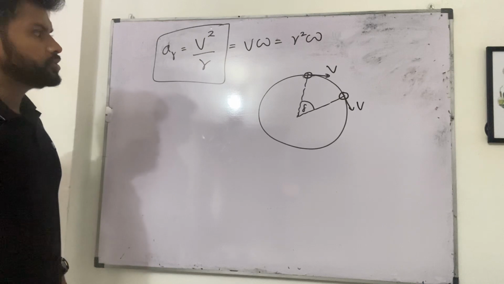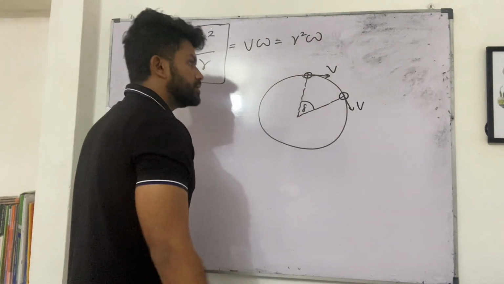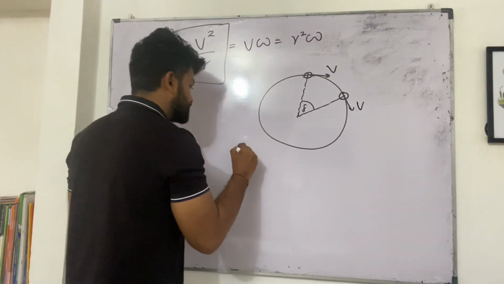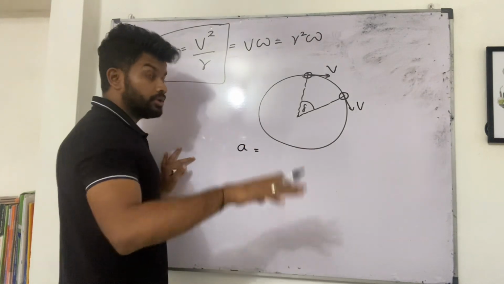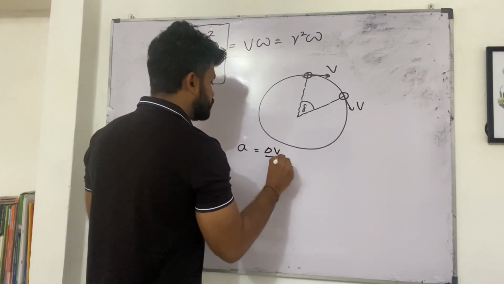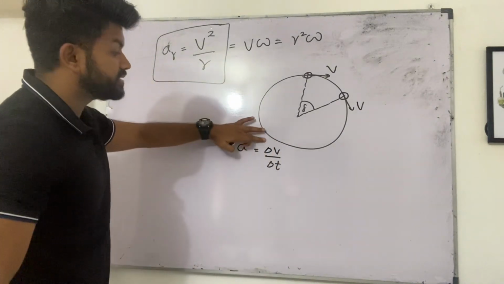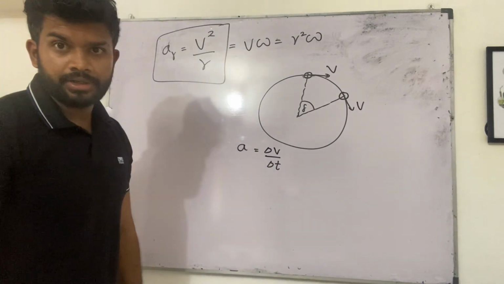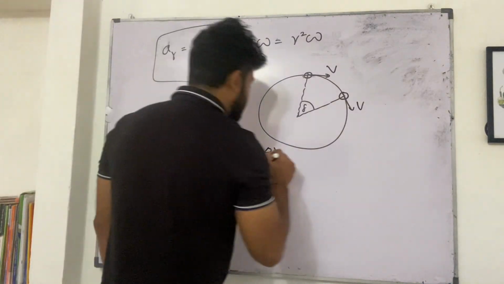Now what can we say about the acceleration? We already know the acceleration can be described as the rate of change of velocity. So a is equal to delta v over delta t. I want to describe delta v separately and delta t separately in order to find the acceleration.